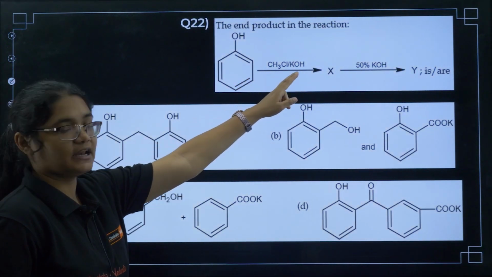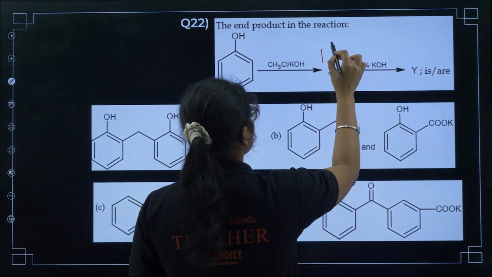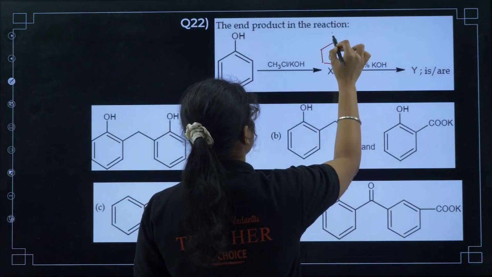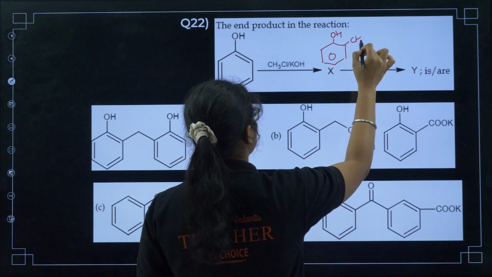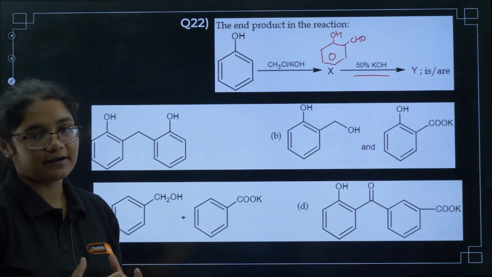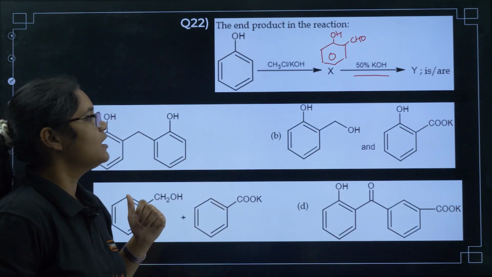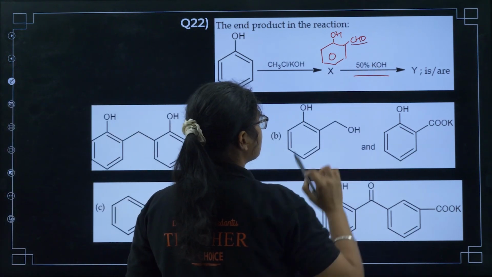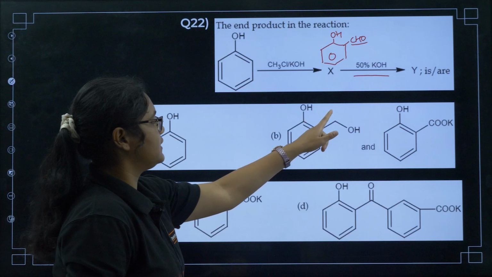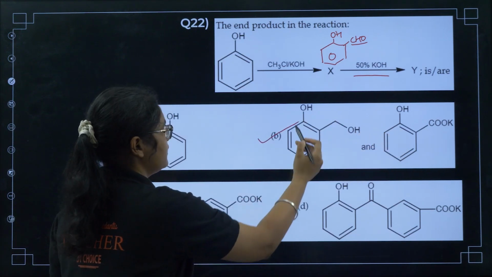So CH3Cl KOH, this is your Reimer-Tiemann reaction. So what will I get here? I will get OH and CHO. Now 50% KOH means it is a concentrated solution of KOH, and the compound will undergo Cannizzaro reaction. So you will get two products here, the one where it is reduced, the alcohol product, and the acidified product. So option number B here.